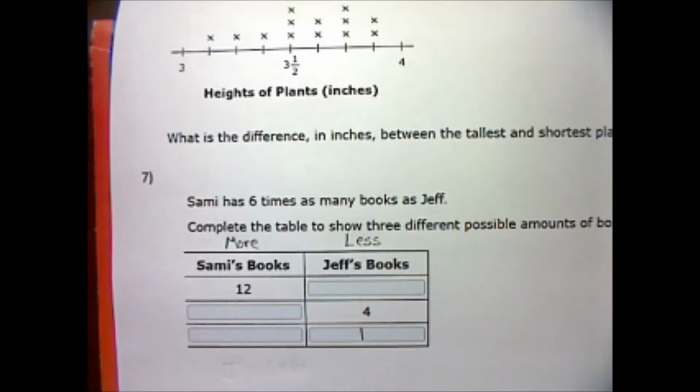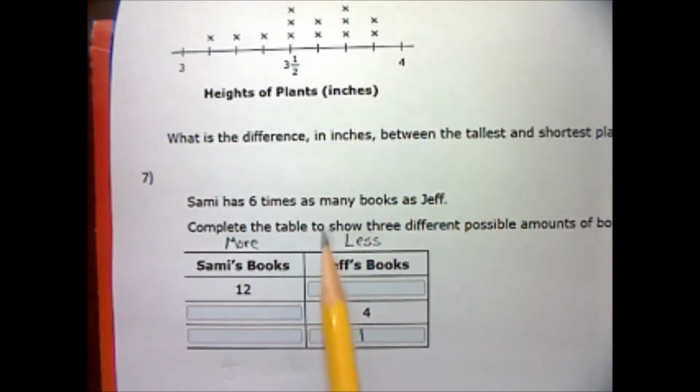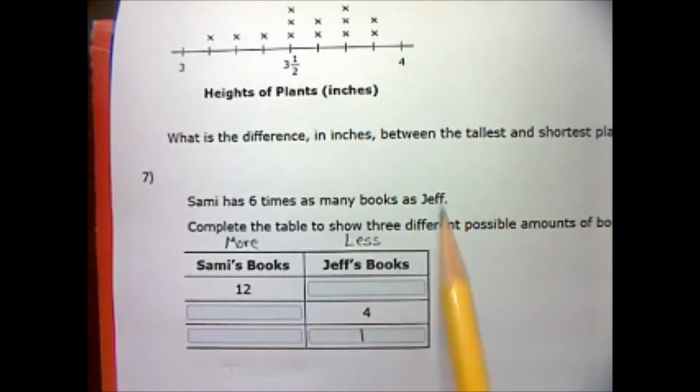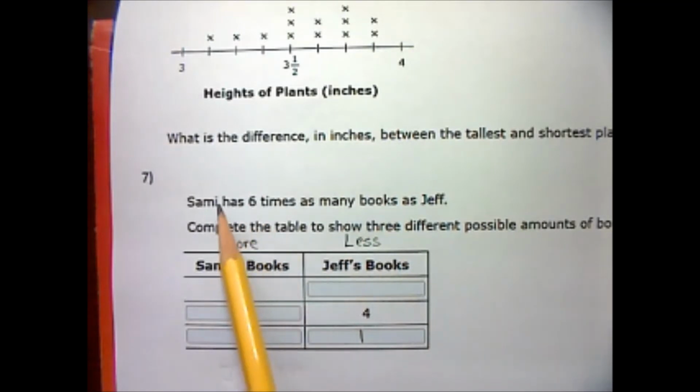All right, here's another problem. So Sammy has 6 times as many books as Jeff, so I got to complete the table. So let's think about this. And I've already written some stuff on here. Who has more books, Sammy or Jeff? Well, I've already written more above Sammy, but why is that? Think about the why.